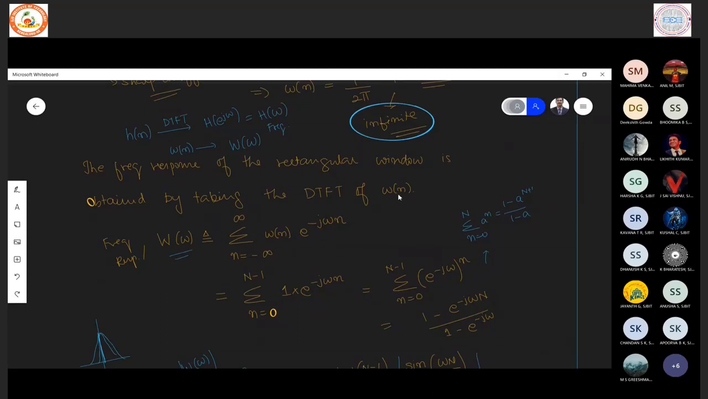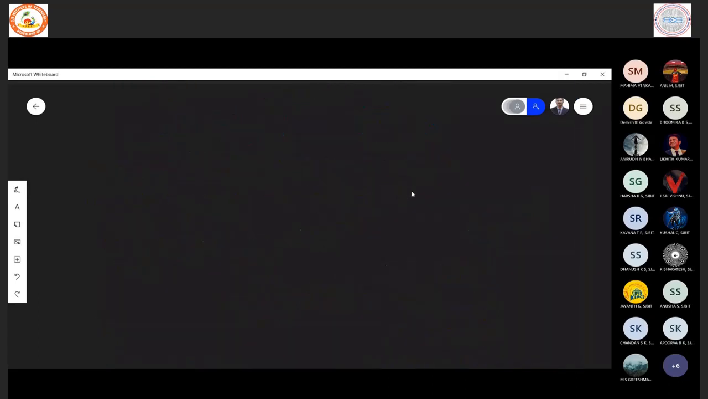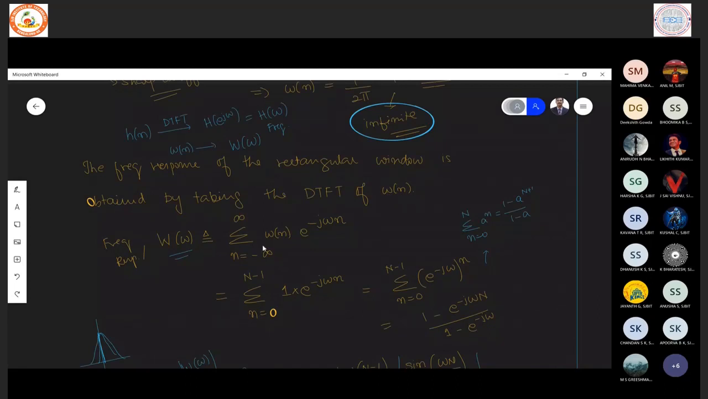Now how do you take the DTFT of w of n, the window function? We know the formula for DTFT, so we can say that the frequency response is capital W of omega. By definition of discrete time Fourier transform, there is a summation n between minus infinity to plus infinity. The input here is w of n because we're finding its DTFT, and then we multiply with the complex exponent e power of minus j omega n. So putting the value of w of n in the definition of DTFT, we obtain this particular equation.